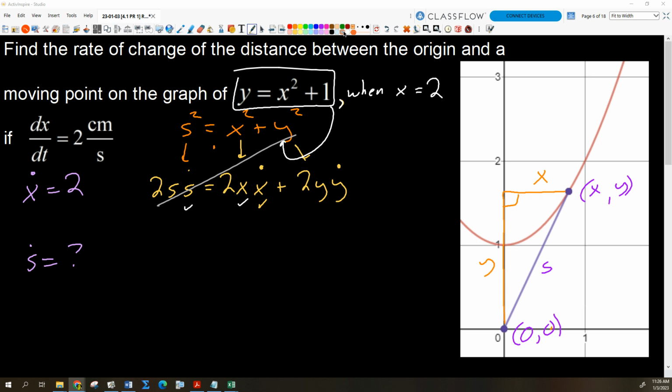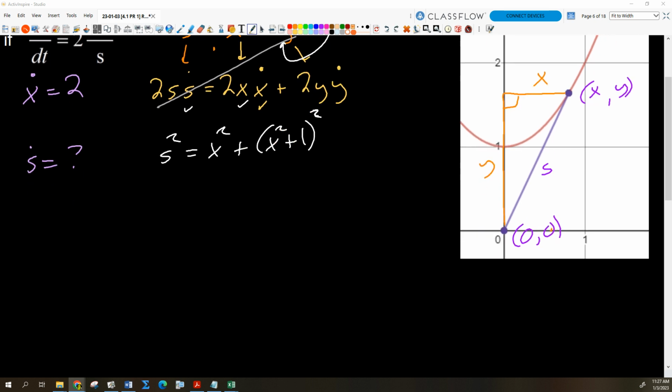And instead, we're going to replace this with the new parent equation, s squared equals x squared plus the quantity x squared plus 1 squared. Now, that may not look better, but it is, because now I've only got one input variable instead of two. And we can simplify that. If I square out the quantity x squared plus 1 and combine like terms, I'm just going to have some polynomial, aren't I?